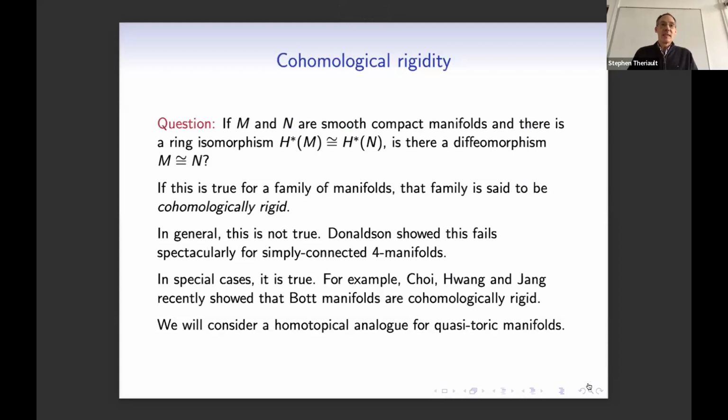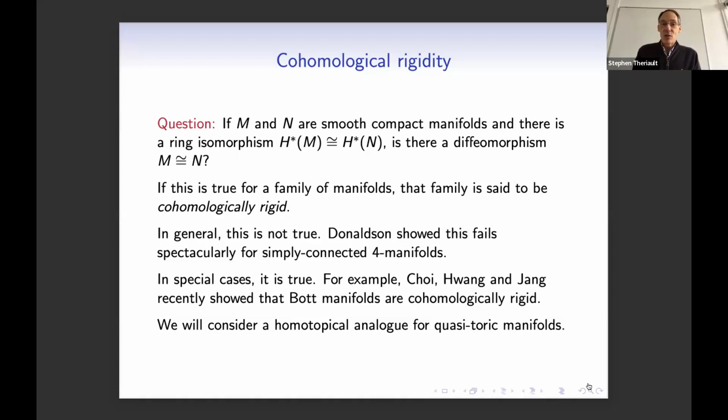So, rigidity problems in general: if you have smooth compact manifolds, you could ask a very naive question, which is, if there is a ring isomorphism between them in cohomology, does that induce a diffeomorphism? In general, this is far from true. It fails spectacularly for simply connected four manifolds, for example. But for some families of manifolds, it is true. And if it does hold for a family of manifolds, they're called cohomologically rigid. One special case that was recently proved by Choi, Huang, and Zhang is that Bott manifolds are cohomologically rigid.